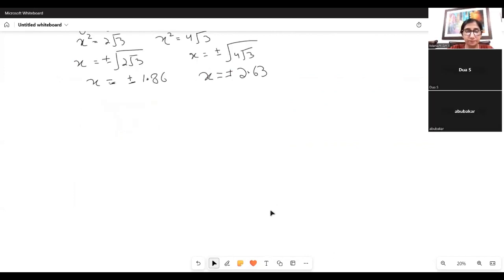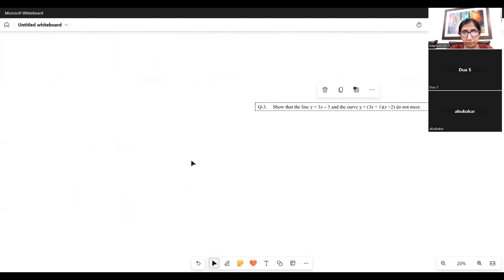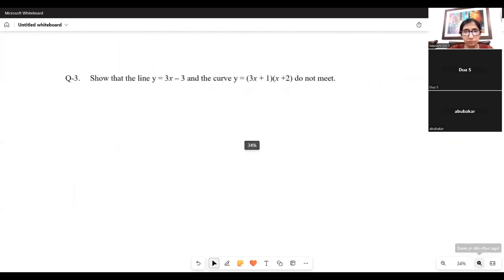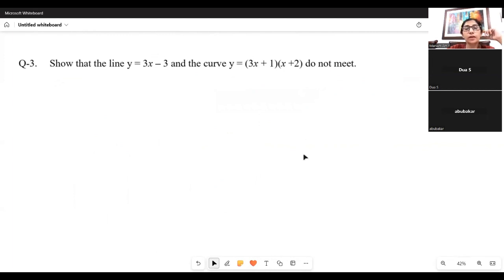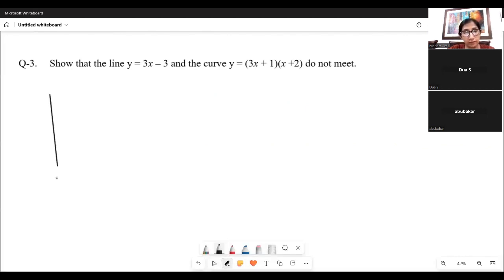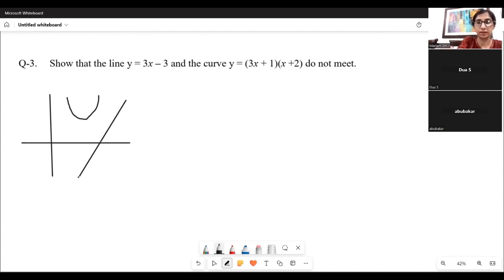Question number 3. Show that the line y equals 3x minus 3 and the curve y equals 3x square plus x plus 2 do not meet. Which case is this? When a curve and the line do not intersect, b square minus 4ac is less than 0. Yes.